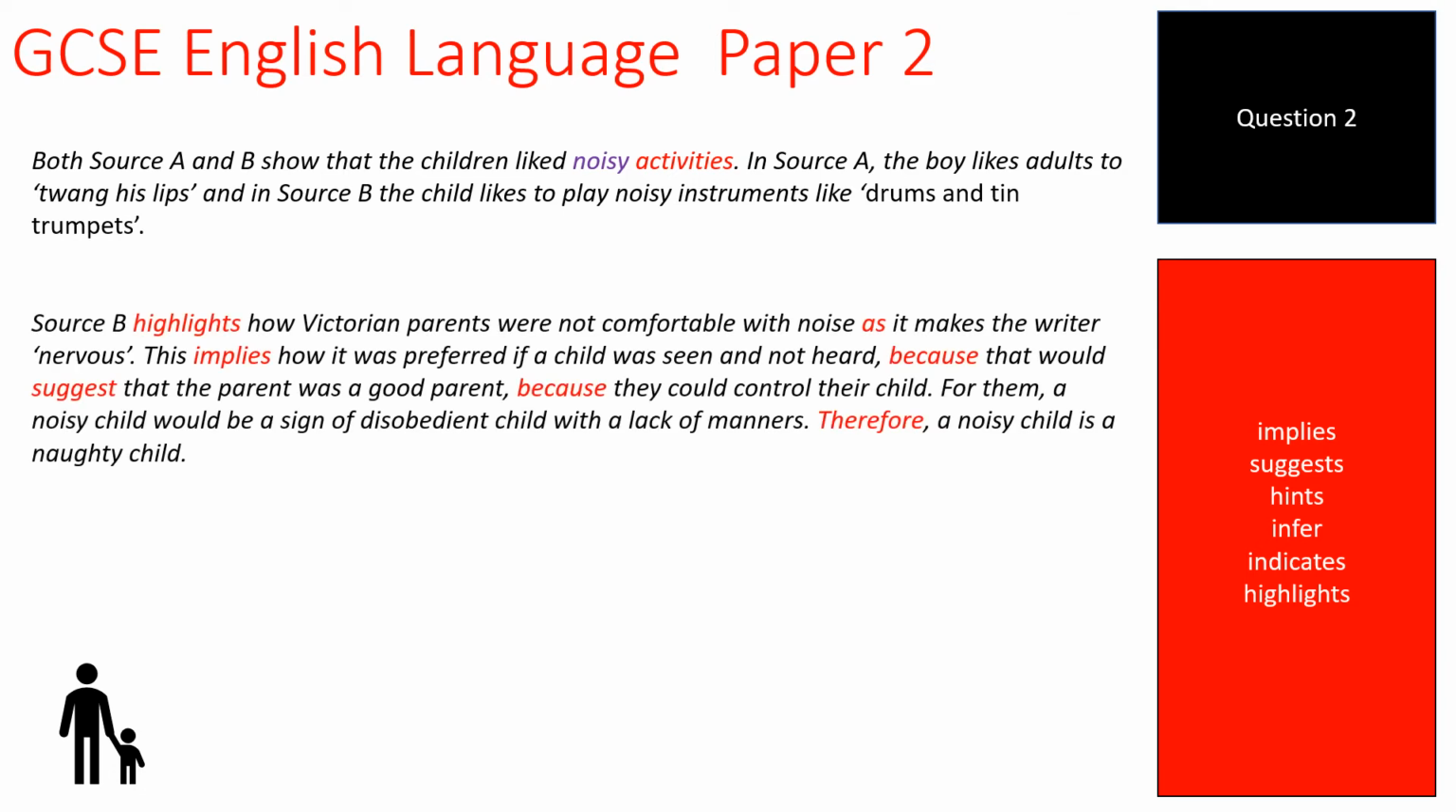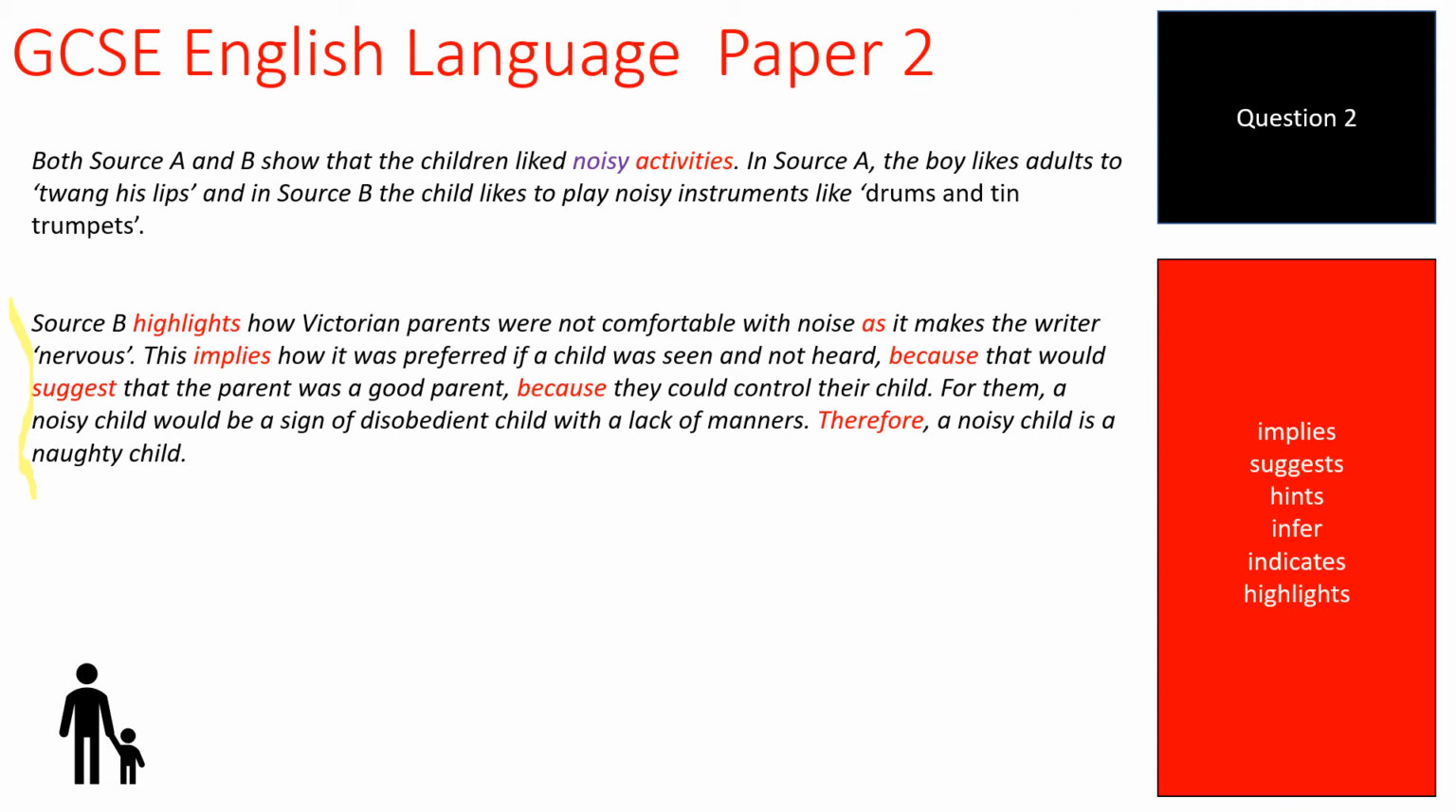Now, this is a different approach because what you then do is you then talk about one source and then talk about the other. So here I've got source B highlights how Victorian parents were not comfortable with noise as it makes the writer nervous. Now look, I've got another quote there which is showing I'm using a different bit from the text just to prove my point. So I don't have to talk about the word. All I'm doing is just proving my point and developing that idea.